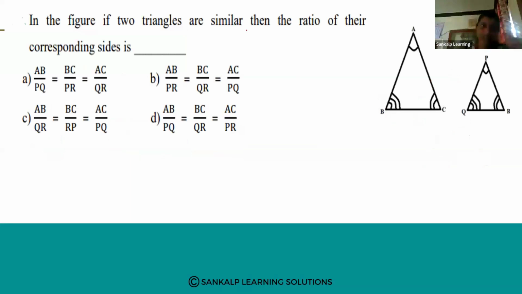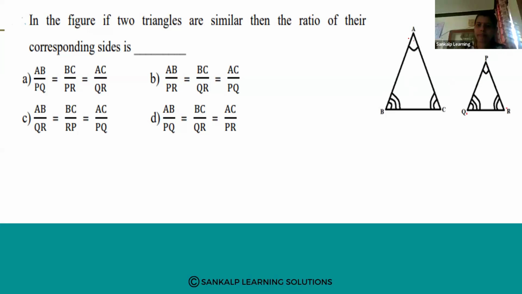In the figure, if two triangles are similar, then the ratio of their corresponding sides. Here they have given two triangles and these two triangles are similar. And we need to find the corresponding sides. This triangle is ABC and this is PQR. Tell me the corresponding sides in these two triangles. Yes, my dear children.